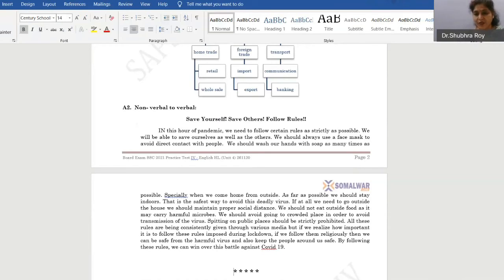You can also say Follow Rules. You can either say Save Yourself. You can even say Save Yourself, Save Others. You can have any title for that. And according to the passage, I have given this ideal paragraph for you.